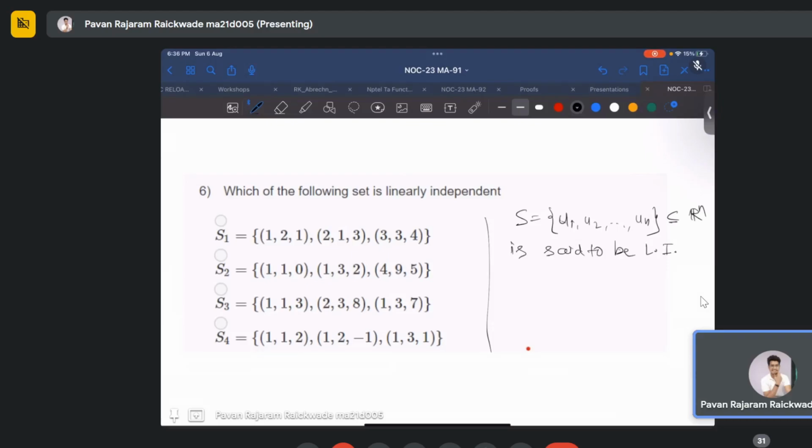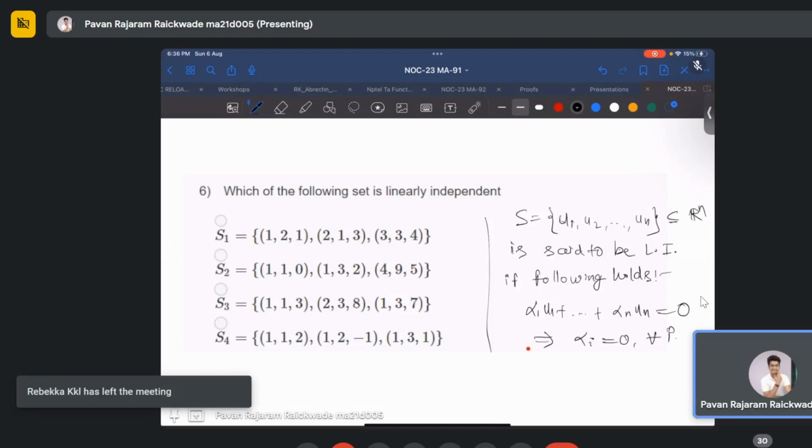by the abstract definition, if the following holds: alpha 1 u1 plus up to alpha n un equals 0 should imply that all the alpha i's are 0. That means if you equate this linear combination to 0, then the scalars have to be 0. The only way the linear combination is 0 is the zero way.